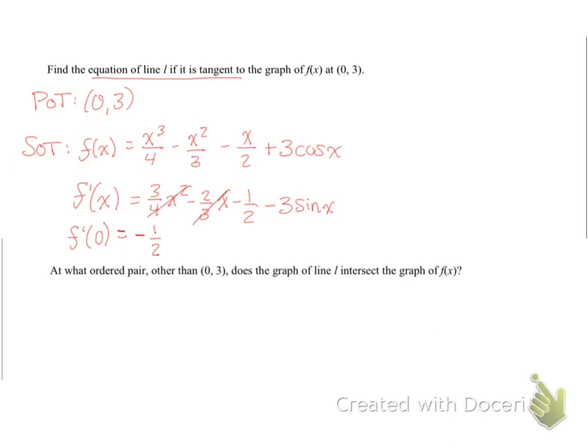So the equation is going to be y minus y1, which is 3, is equal to the slope, x minus 0. Okay, if you really wanted to, you could simplify it to negative 1/2 x plus 3, but that's not necessary.